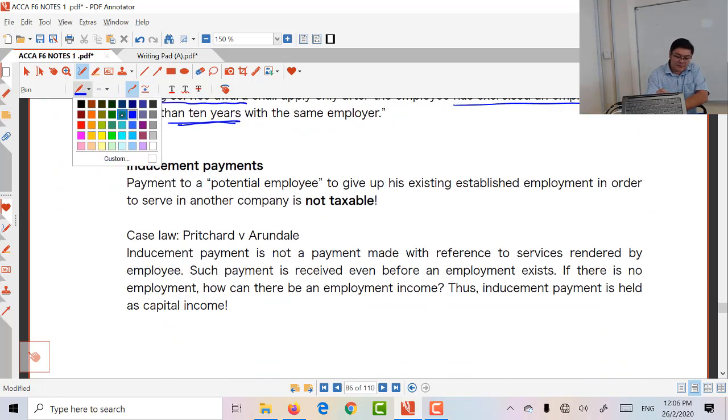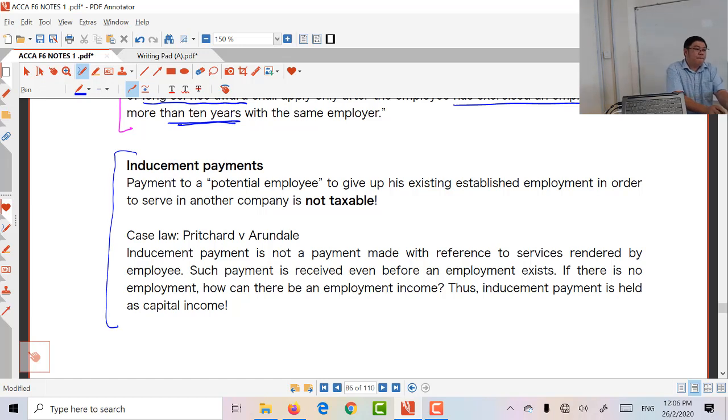Okay, let's come to one last one here called inducement payment. Now, what is an inducement payment? An inducement payment is basically a payment made to a person to jump ship. These last two days, we've been talking about frog jumping here and there because of our politics. So that's exactly what we're saying.